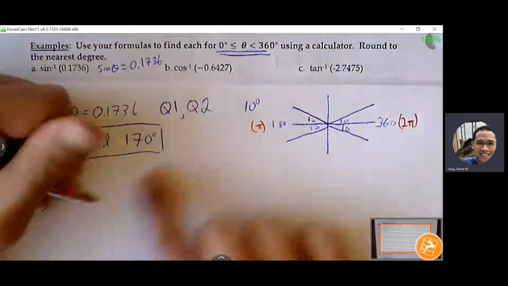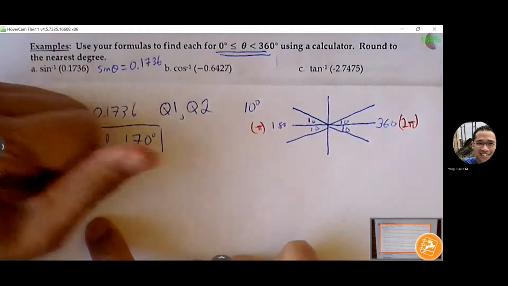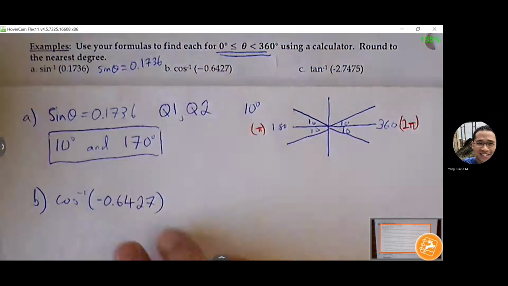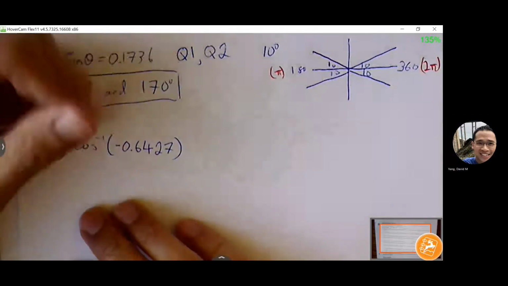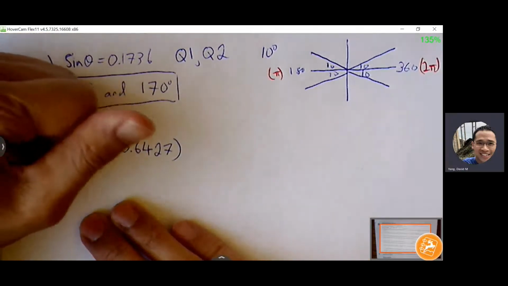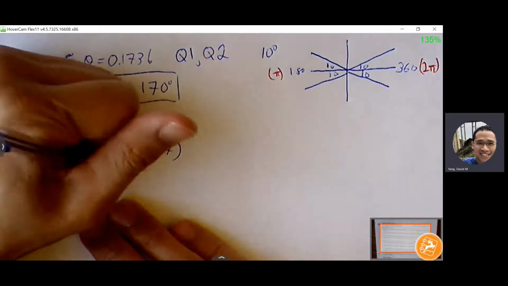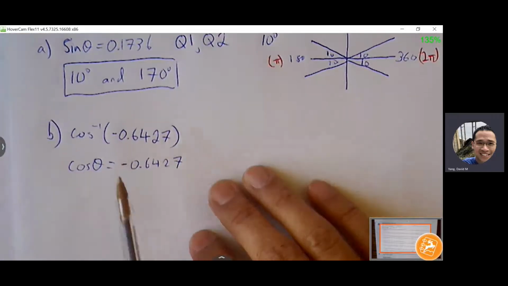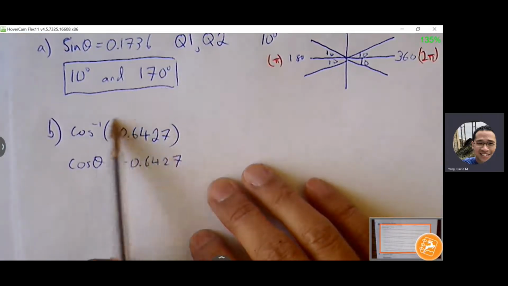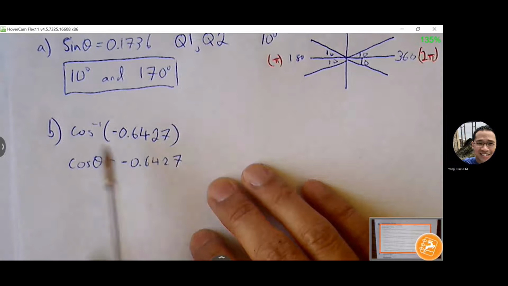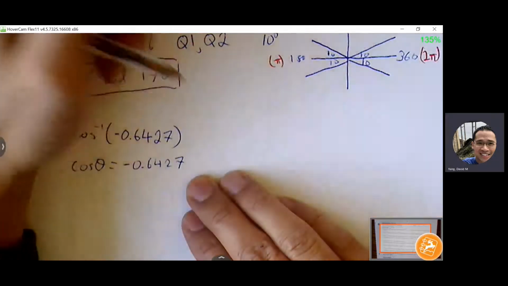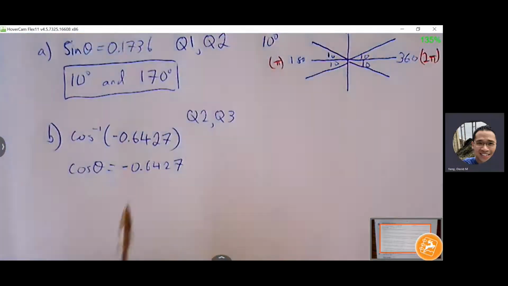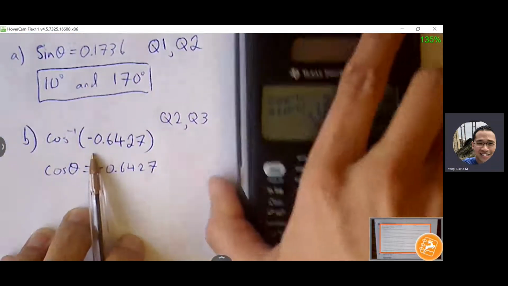Inverse cosine. In other words, cosine of theta is equal to negative 0.6427. Before we go any further, which quadrants are we going to be dealing with here for negatives? 2, 3. Okay, let's see what the calculator gives us in return.